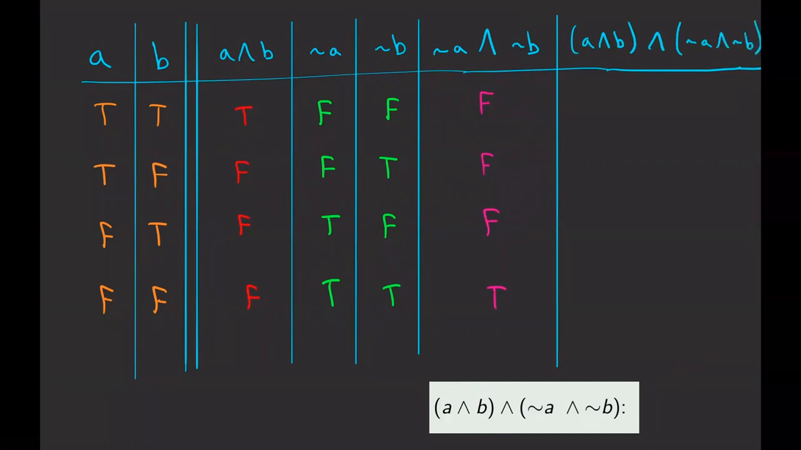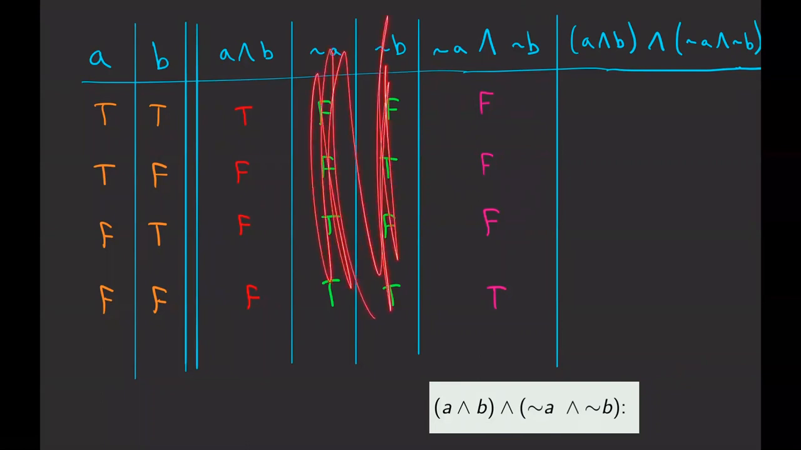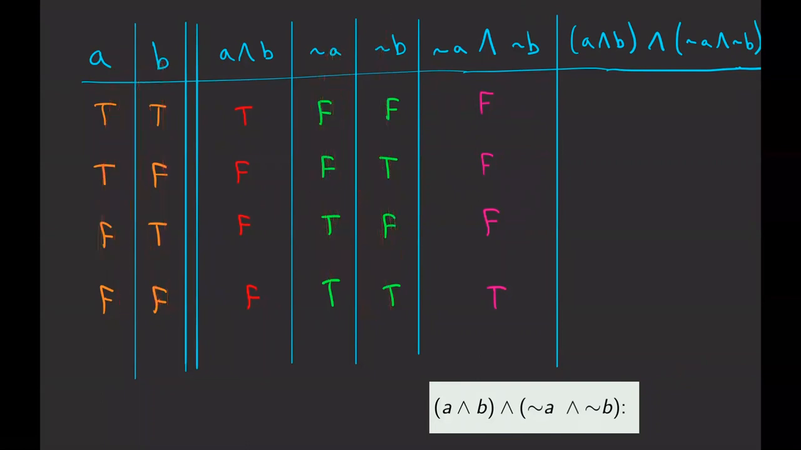Squeeze that in there. And so again, I'm not even looking at the green columns. I'm not even looking at the orange. I'm just looking at this red column and the pink column. And I'm just doing an and between those. And if I do that, I'm going to get false, false, false, false, because I'm looking at an and between the red and the pink. And so that yields all falses.